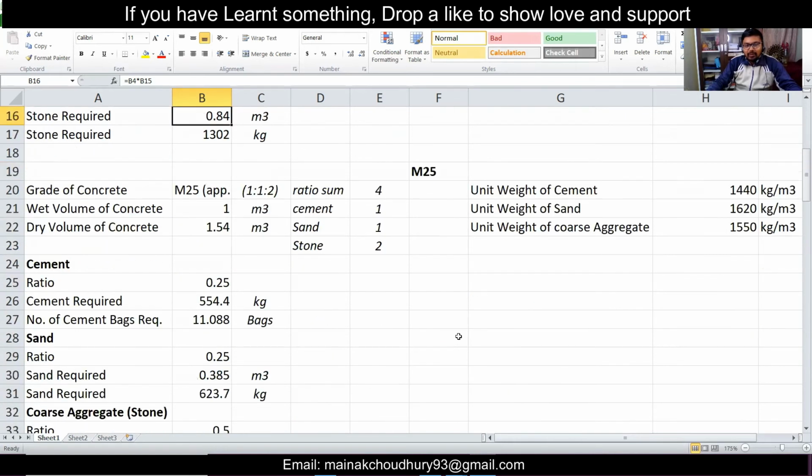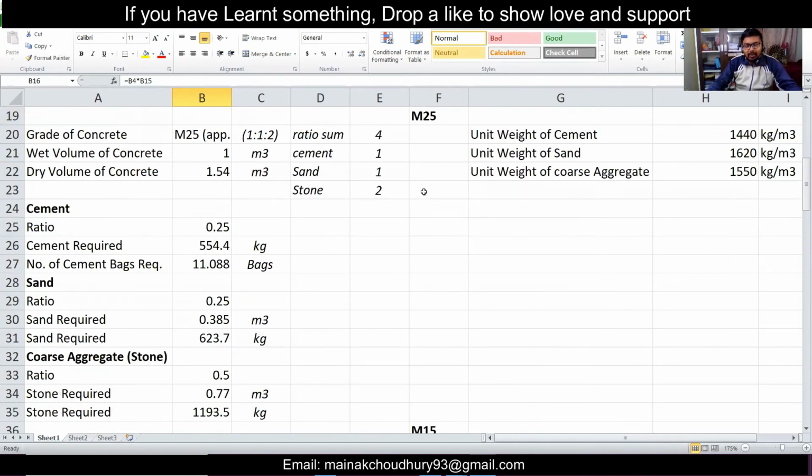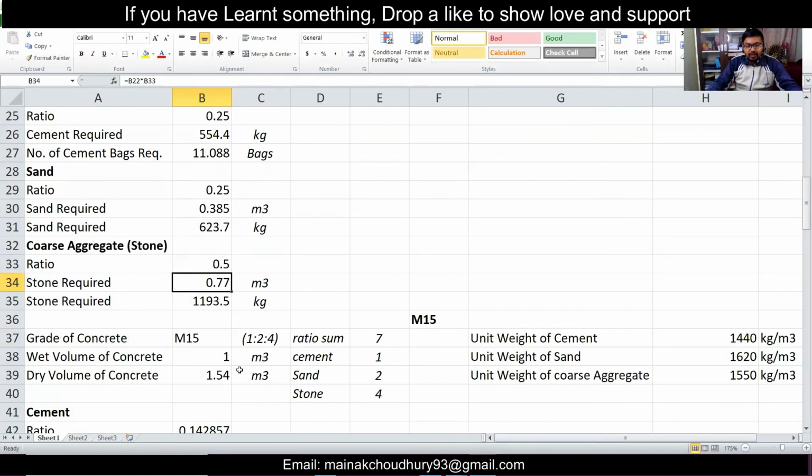M25 is not a nominal mix. You have to do the design mix of it, but approximately sometimes at site they take a 1:1:2 ratio for M25. So this they can also ask in an interview. So the ratio for M25 which I have taken is 1:1:2, and using the same procedure, we find that for M25, 11.088 bags of cement, 0.385 meter cube of sand, and 0.77 meter cube of stone is required. So you can see the difference here.